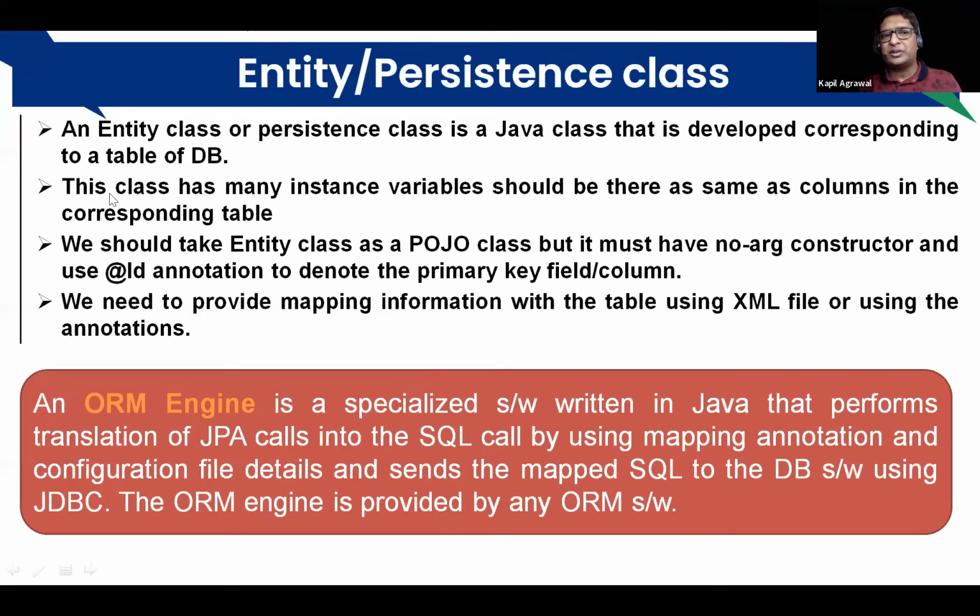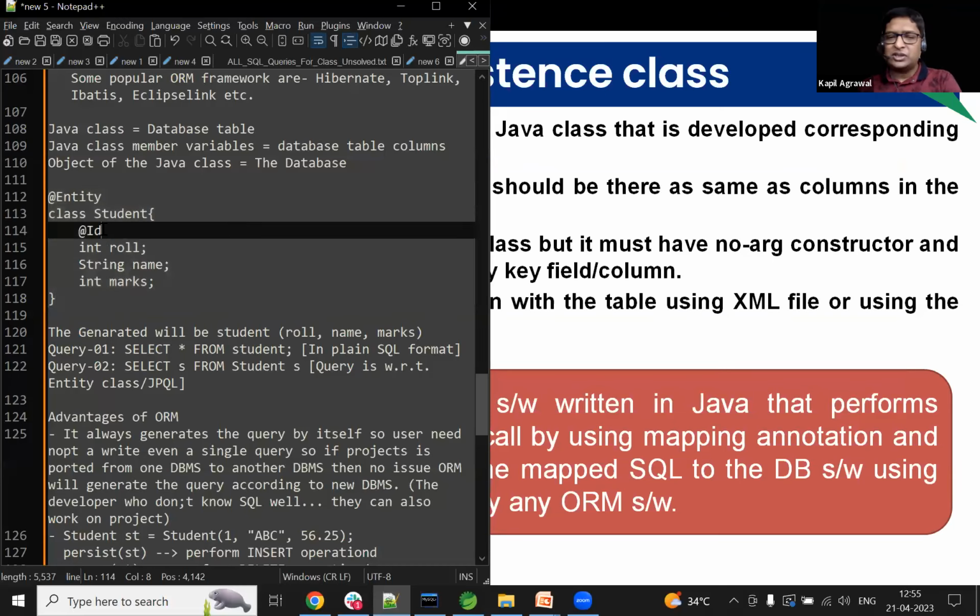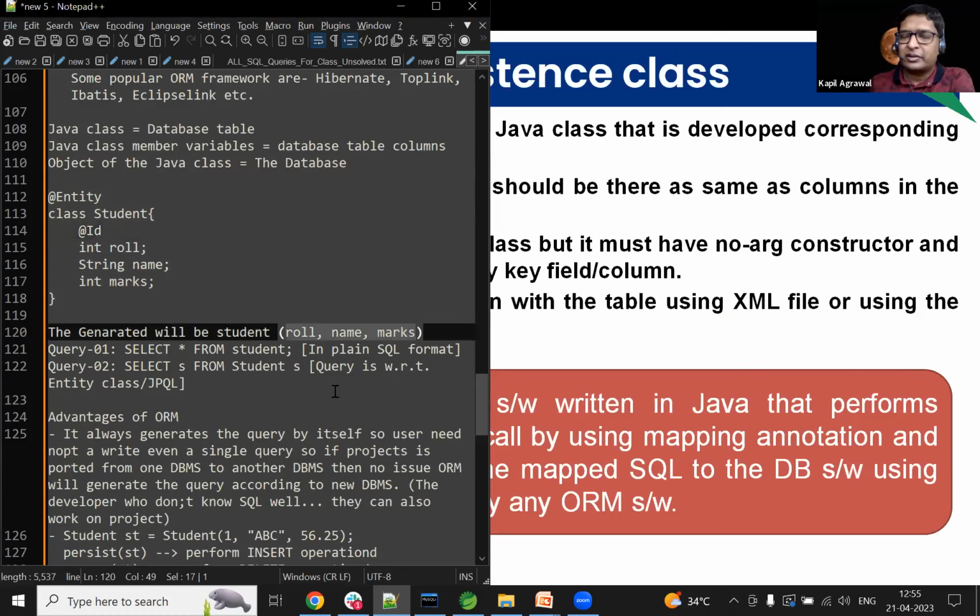Refer to the second point. The class has as many instance variables as the number of columns in the corresponding table. So please come back. How many instance variables are there in the class? Three. Three instance variables are available in the class. And how many columns are available in the table? Three. The second point is also justified.